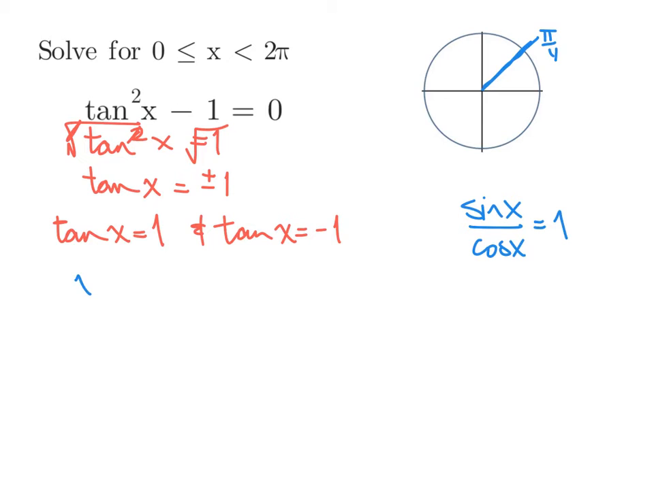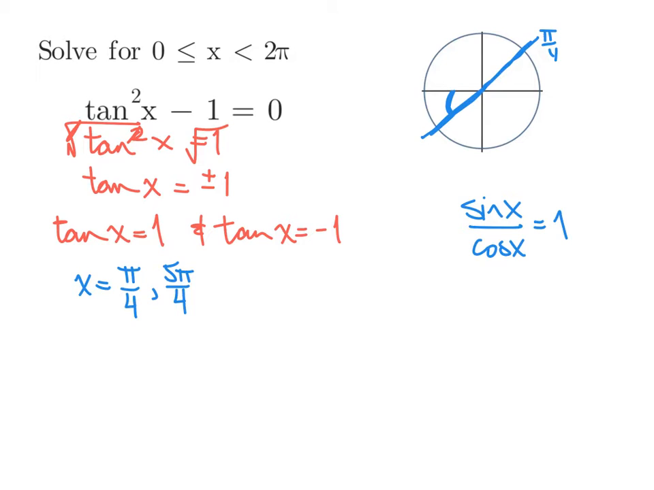So tangent of x is equal to 1 when x is pi over 4. Now I need to think about in which other quadrant tangent is also positive, and that would be the third quadrant. So I need the pi over 4 angle that's in the third quadrant. So pi plus pi over 4 is 5 pi over 4.